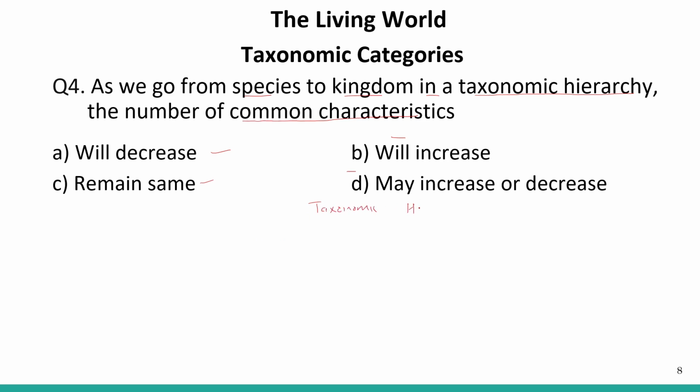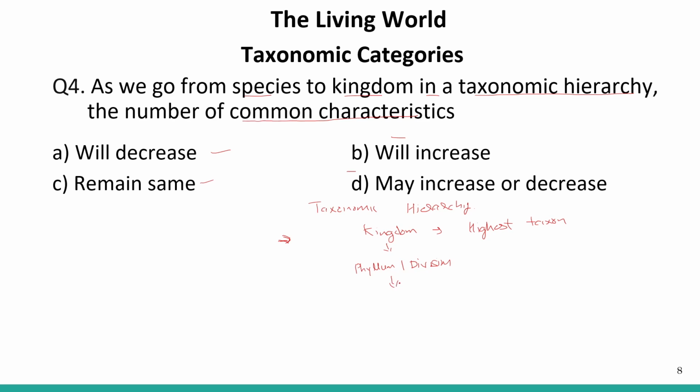Definition, now you already know of taxonomic hierarchy. Different categories are arranged in ascending or descending order, or you can say stepwise arrangement. So let's start with the kingdom first. Kingdom is the highest taxon, or highest taxa. Then we have the phylum. In case of animals, we call it phylum. In case of plants, we call it division.